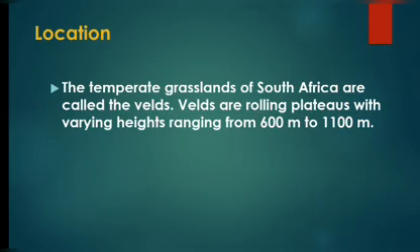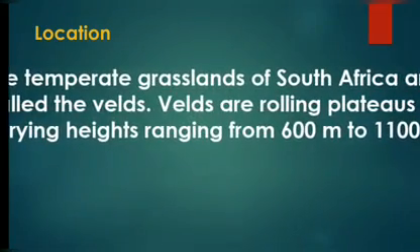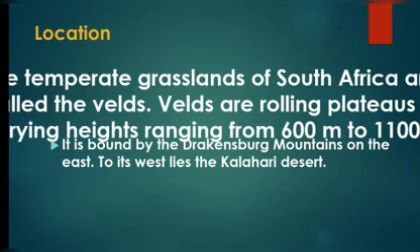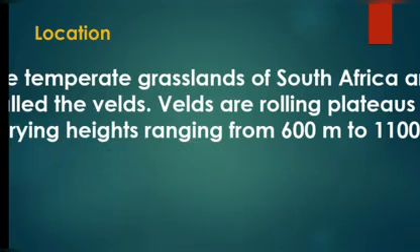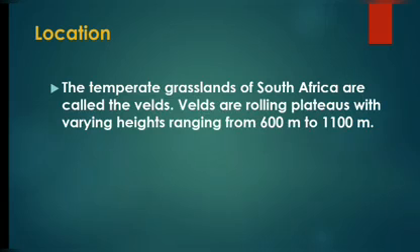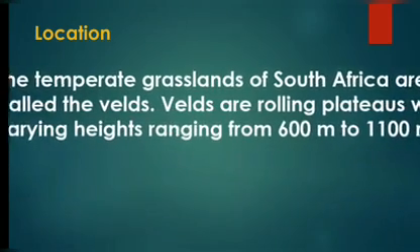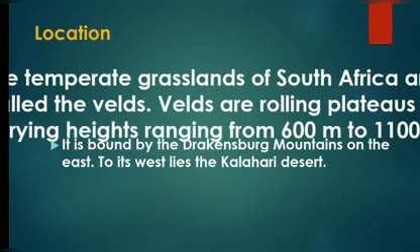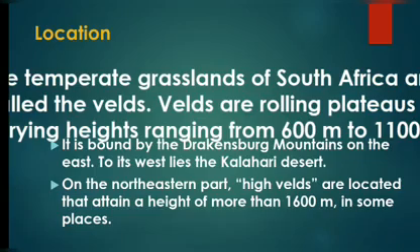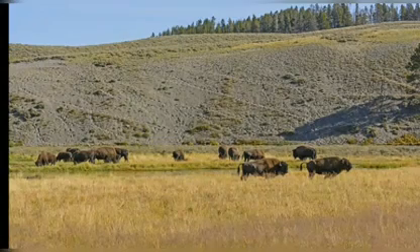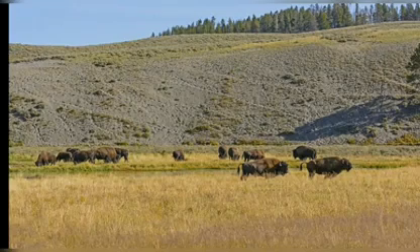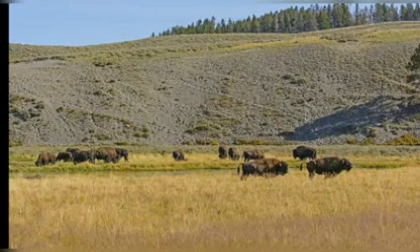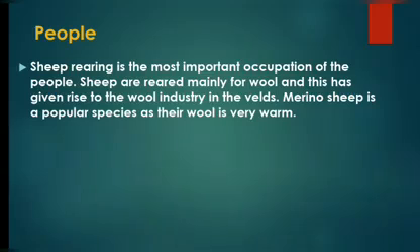Velds are rolling plateaus with the variation of height from 600 meters to 1100 meters. It has temperate grasslands of South Africa. It is bounded by the Drakensberg mountains. It ranges through various phases, and I am revealing a picture of what kind of environment surrounds it. High Velds are located at a height. So this is the actual scenario which is going on in Velds.